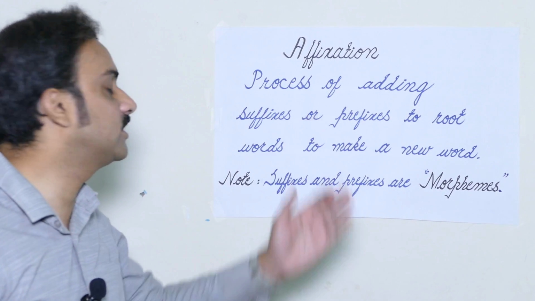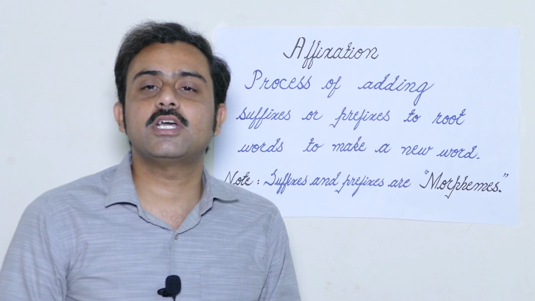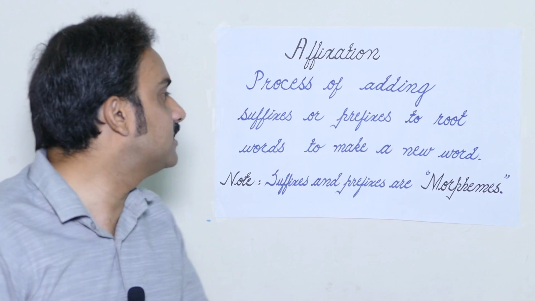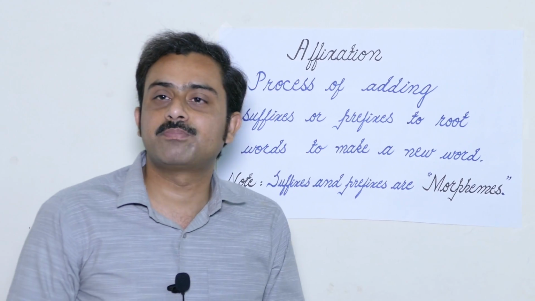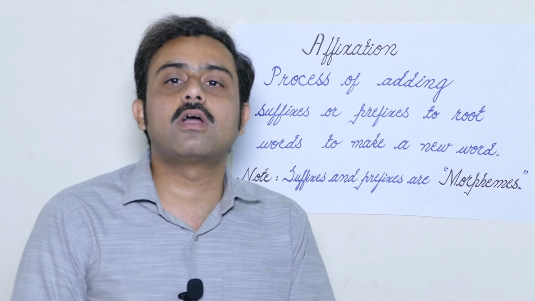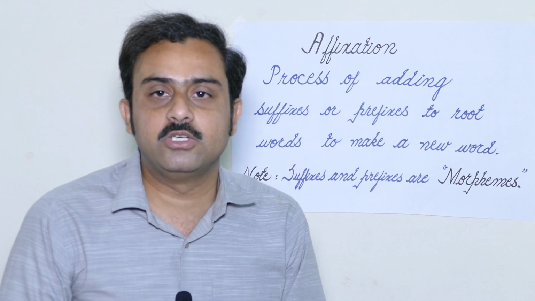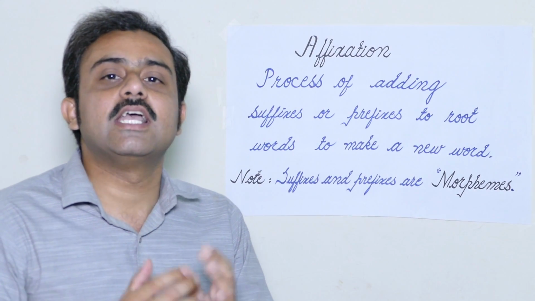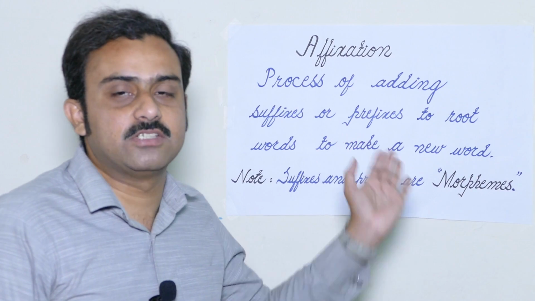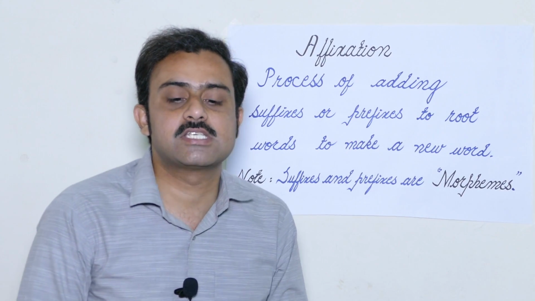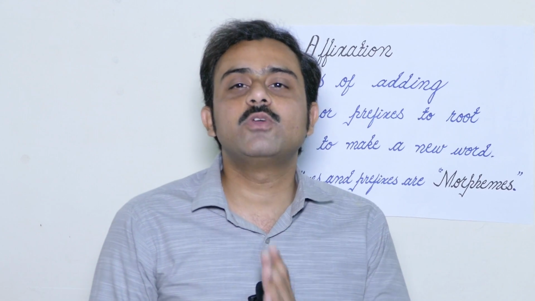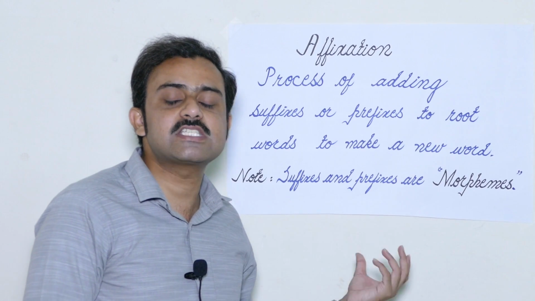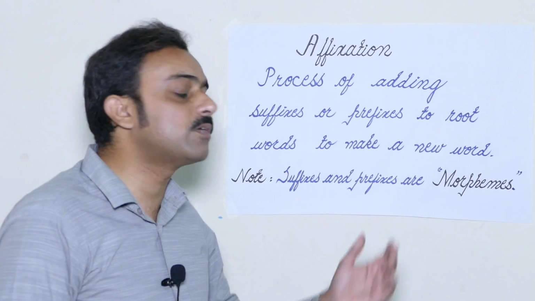This one is affixation. First of all, I would like to tell you what affixation is. Affixation, guys, is the process of adding suffixes or prefixes to the root words or to the main words to make a new word. So, the process of making new words with the help of suffixes or prefixes is called affixation. Here I would like to give you certain information: these affixes, these suffixes and prefixes, are what? These are morphemes.